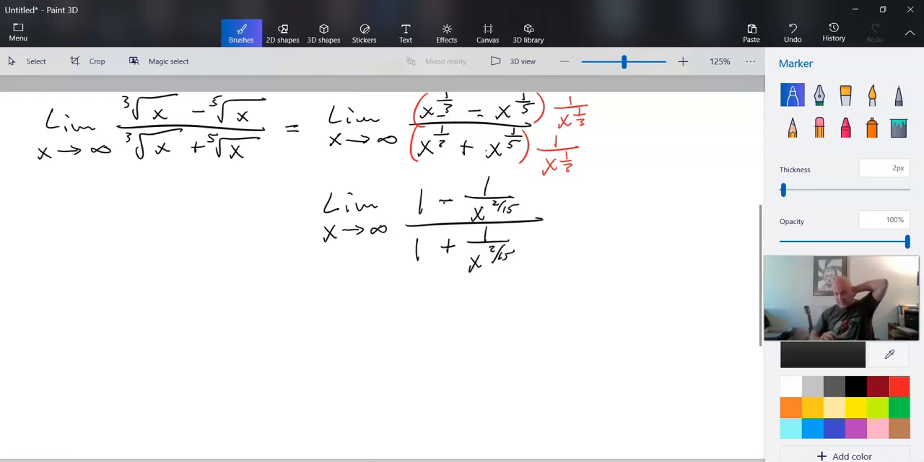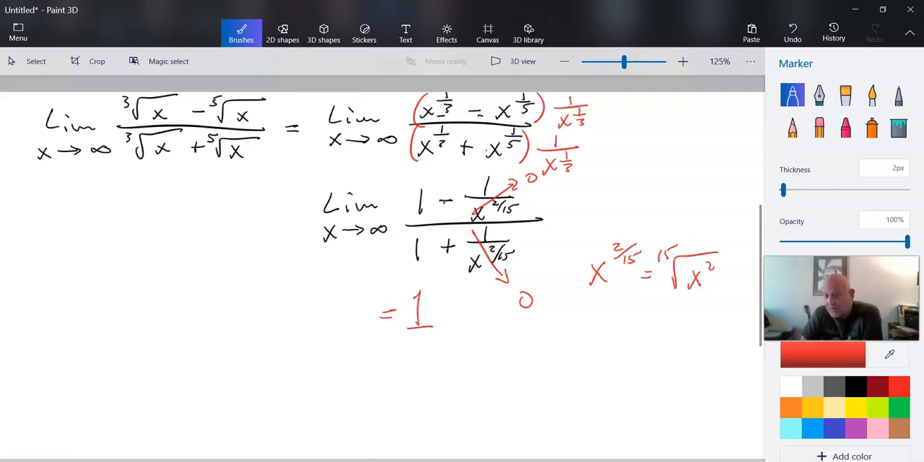Now I switched those roots to exponents so that we could actually do this arithmetic. It doesn't work so well with the roots themselves. This looks a little bit weird, but keep in mind that x to the 2/15 is the 15th root of x squared. That's actually what that means. So looking at this, the 1 doesn't change, but as I go to infinity, this goes to 0 and this goes to 0, which means my limit ends up being 1 over 1, which is just 1.